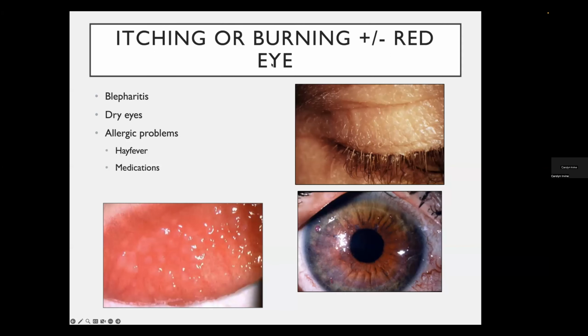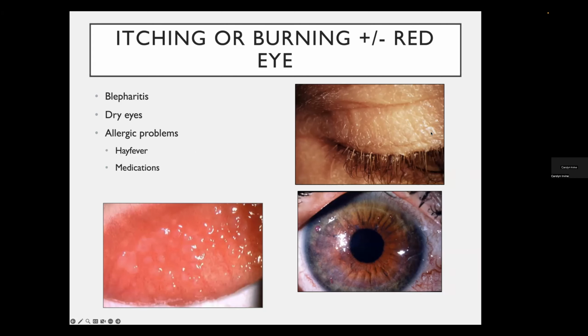Other causes of itching and burning and red eyes, dry eyes is the other really common one. And then I've just mentioned allergic problems, hay fever most commonly, and then some medications, obviously. So people can become allergic to the contact lenses as well, and they can become allergic to anything, usually the preservatives that we use in glaucoma drops.